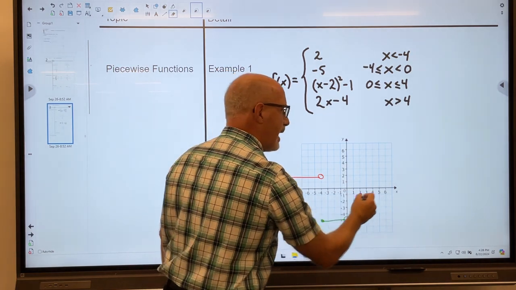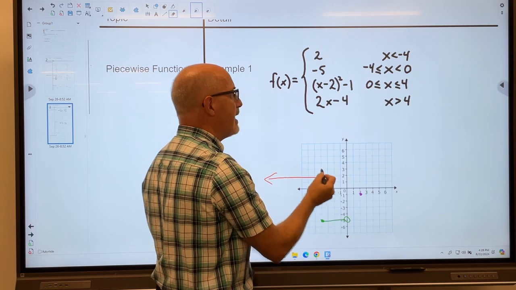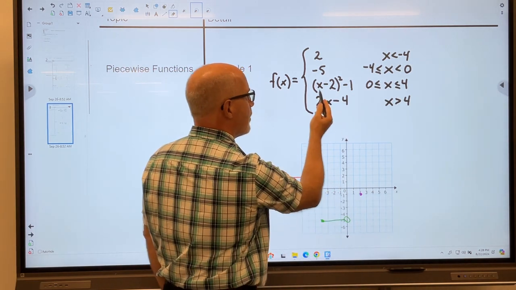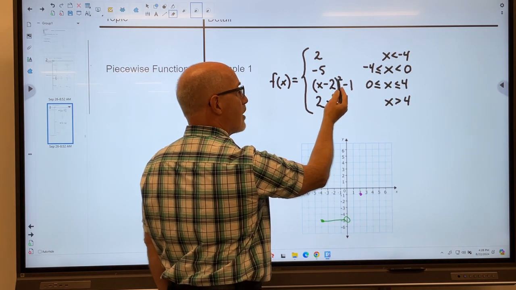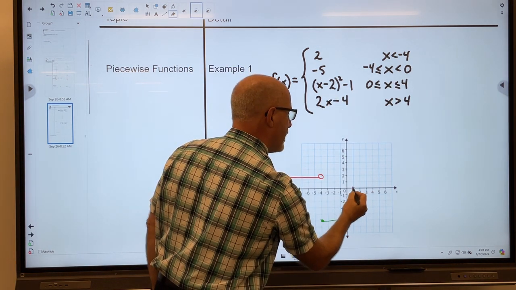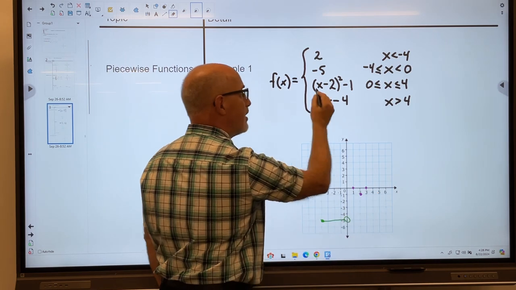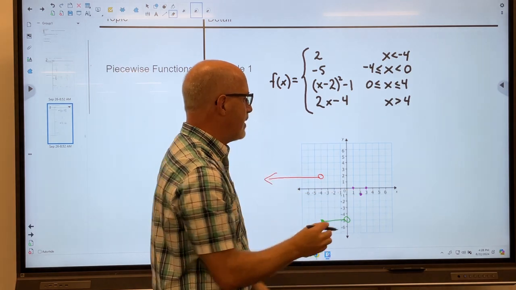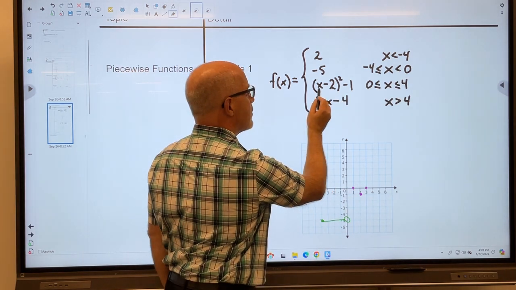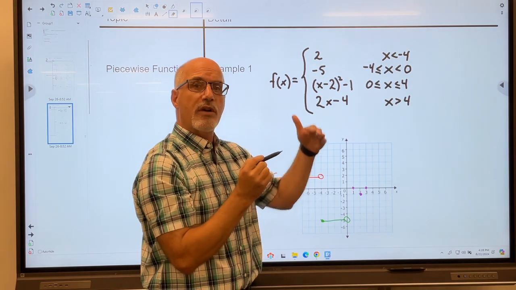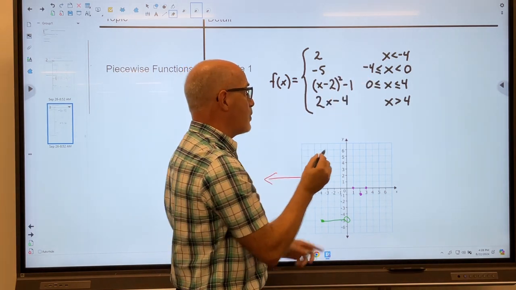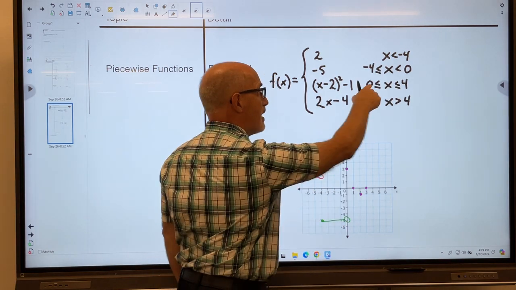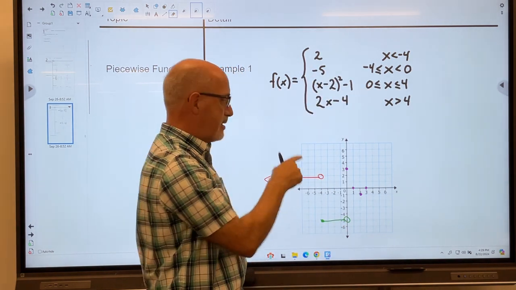Okay, this is where I get my U to go on it. And so if I put in other values close to that vertex, if I put in 1, 1 minus 2 is negative 1, squared is 1, 1 minus 1 is 0. Same thing happens if I put in 3. 3 minus 2 is 1. Squared, you get 1. 1 minus 1 is 0. Let's put in 0. We go 0 minus 2 is negative 2. Squared is 4. 4 minus 1 is equal to 3. So I'm going to go right there. Now notice my domain says stop there. Stop at the 0.